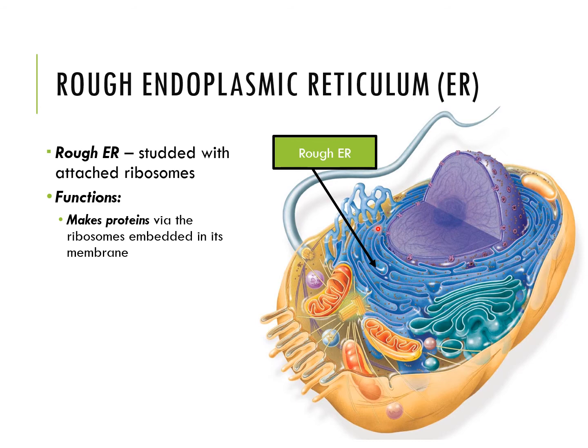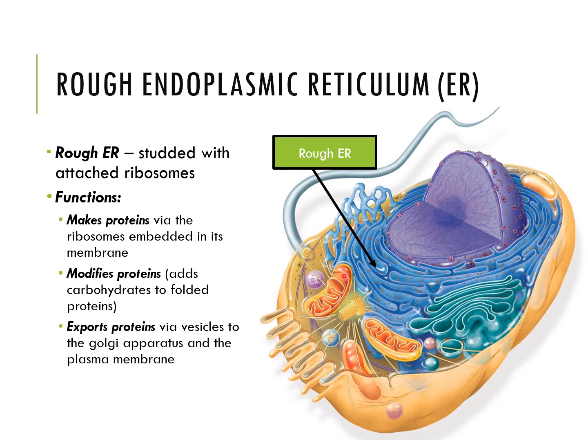So functions. It makes proteins. That's why we have all these embedded ribosomes on it. It helps modify proteins. So it can add carbohydrates to folded proteins. And it helps with exportation. So it is the first line of defense whenever we're trying to send proteins out of the nucleus. And we'll talk about that in the next coming weeks. But it is the first line of defense to sending out proteins.